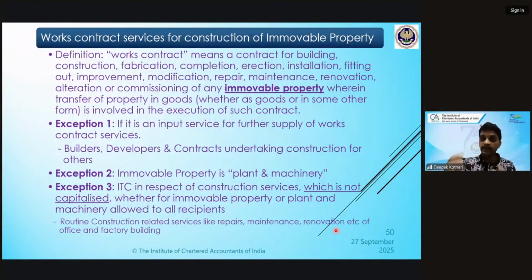So if you are capitalizing this repairs, saying that no, my value of the building is increasing, then you cannot claim the credit. But generally business जो repair करते हैं, painting करते हैं, वो expense करते हैं, तब उसके ऊपर credit मिलेगा. If you capitalize it, only for this, don't apply that for any other thing. So only for works contract, whatever you're capitalizing, you will not get the credit. But what you are not capitalizing, that you can claim the credit.